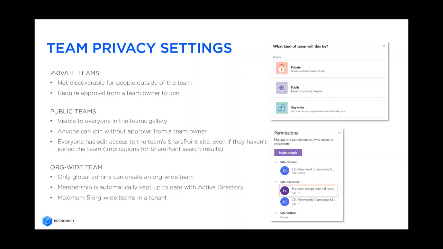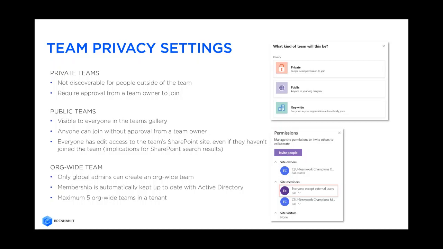So if you don't necessarily want to make a private team super private, but you want people to be able to join on their own, what you can do is a team owner can get a join code for that team, and you can just share that with whoever could possibly want to join that team in the future. So that's sort of another option rather than making it completely public.